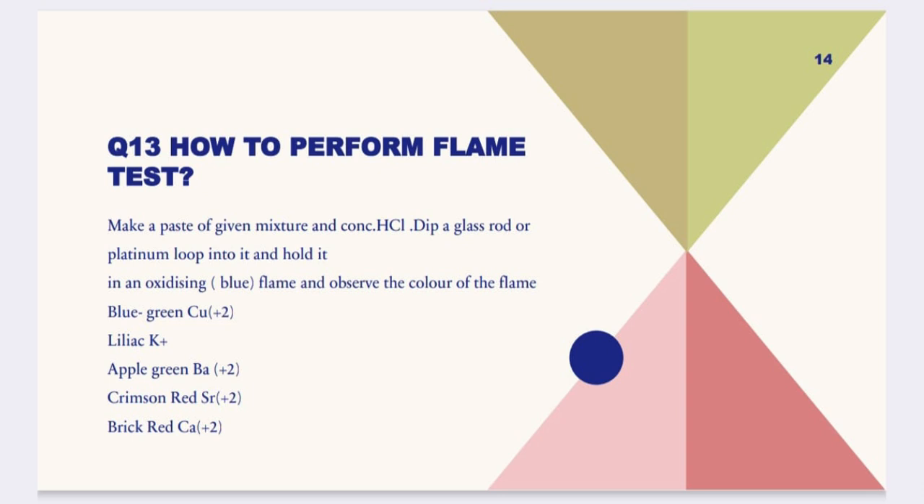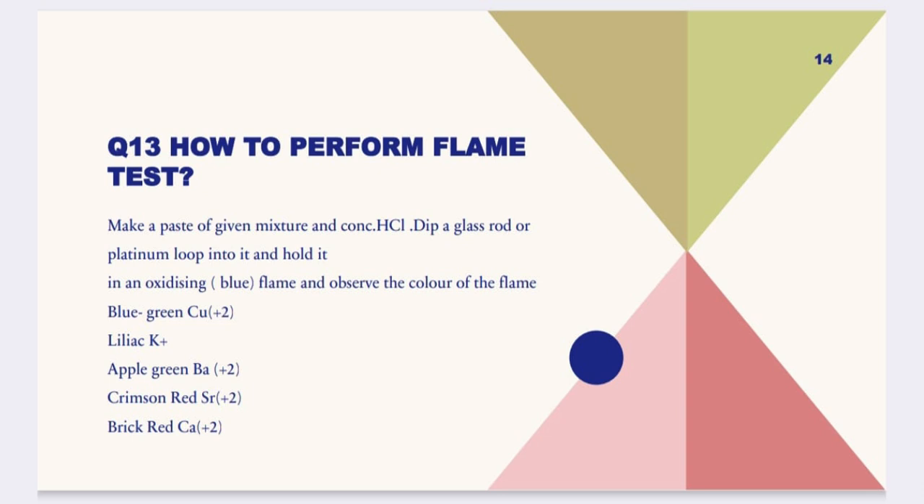Dip a glass rod or platinum loop into it and hold it in an oxidizing, that is a blue flame, and observe the color of the flame. Bluish-gray, then it is cupric ion, Cu2+. Lilac, that means it's a combination of violet and pink, then it is K+.